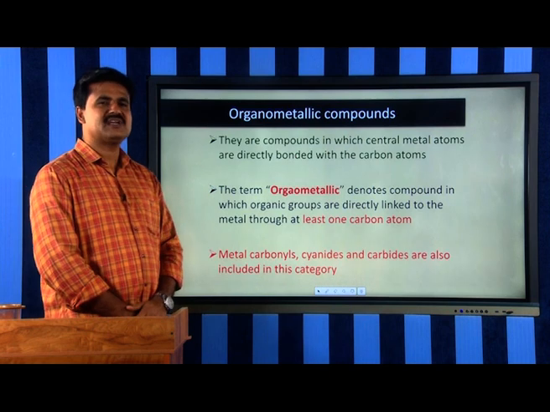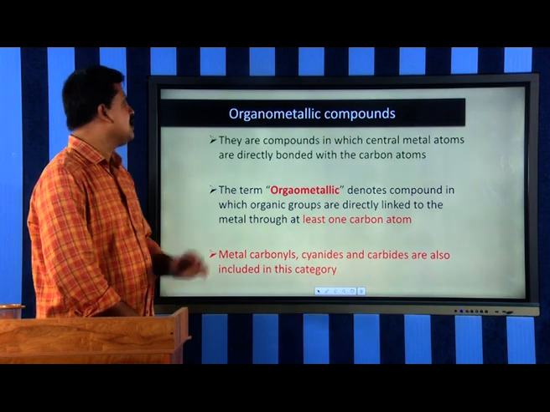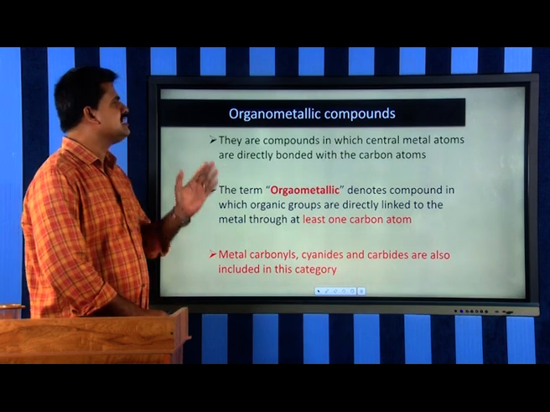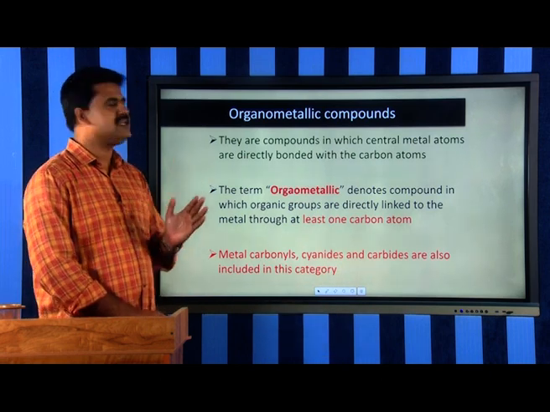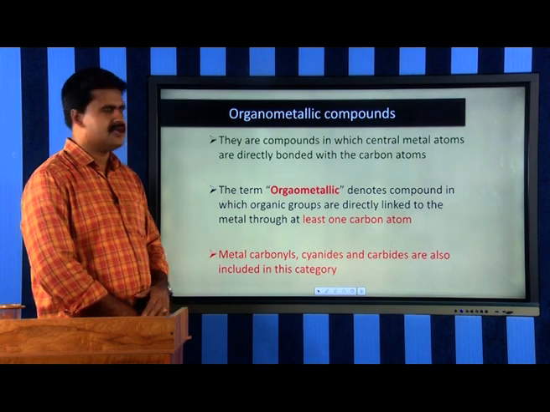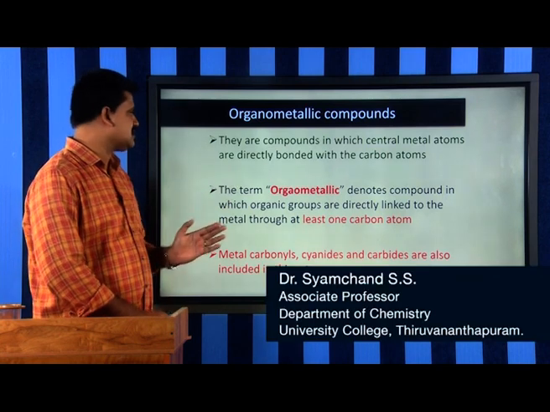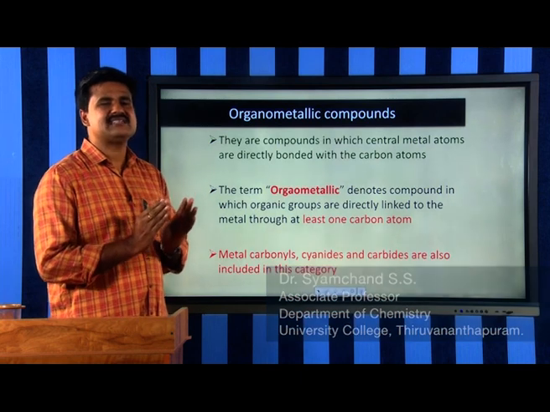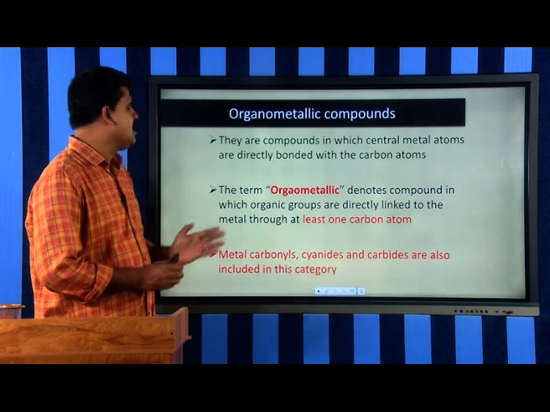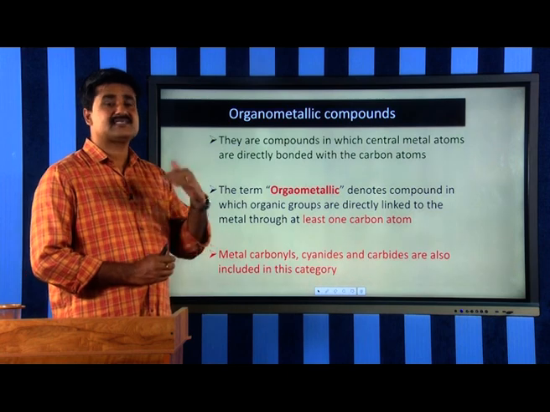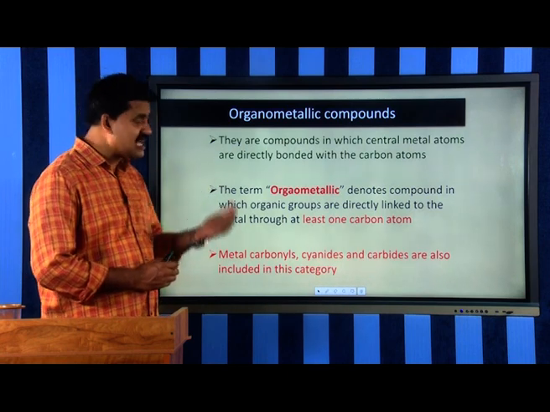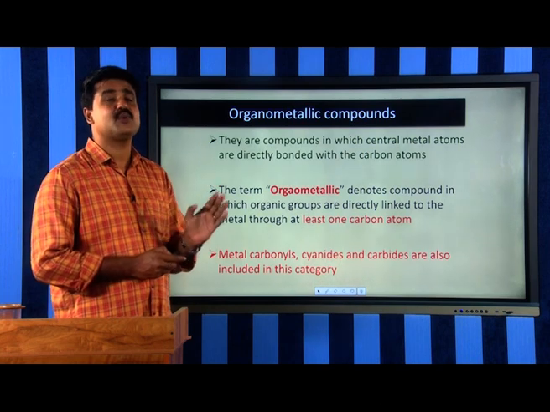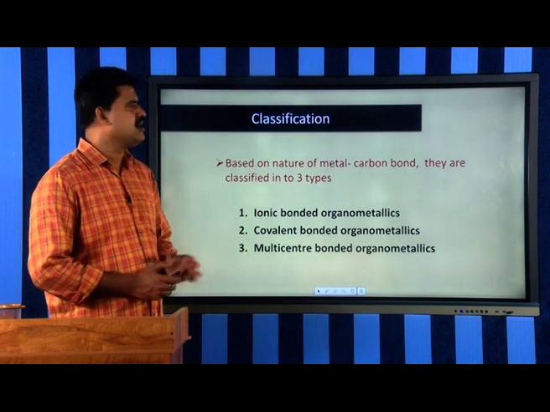What are organometallic compounds? Organometallic compounds are those compounds in which the metal atom is directly bonded to a carbon atom. Organometallic compounds denote the compounds that contain at least one metal-carbon bond. Metal carbonyls, cyanides as well as carbides are also included in the category of organometallic compounds.